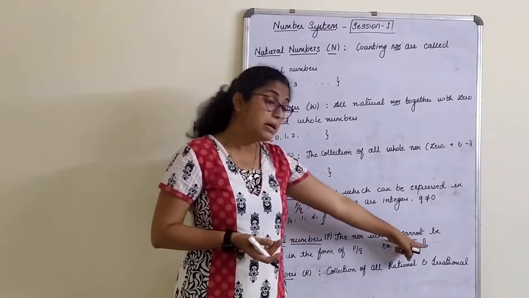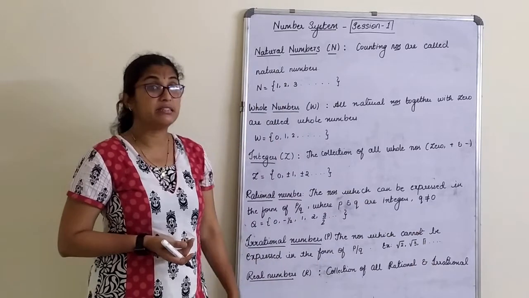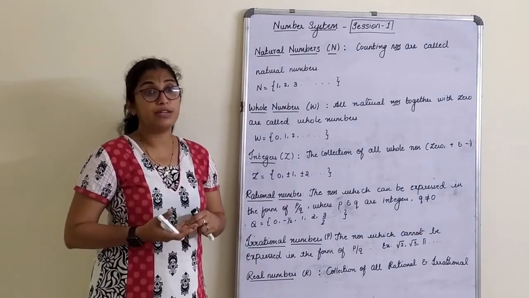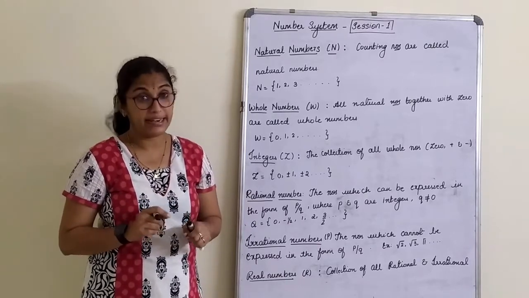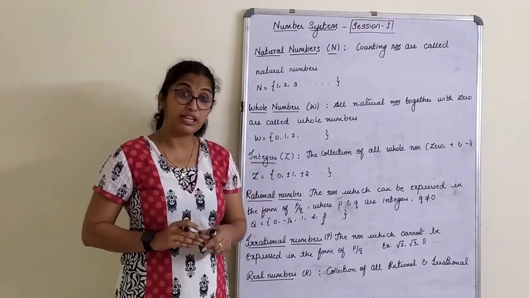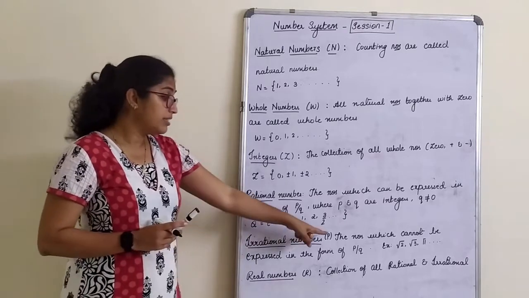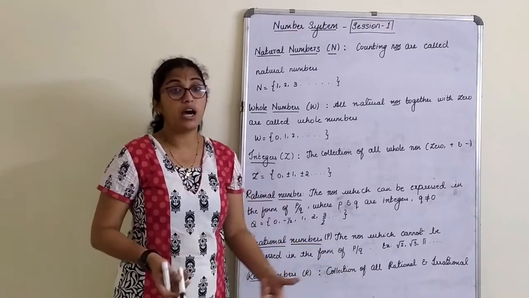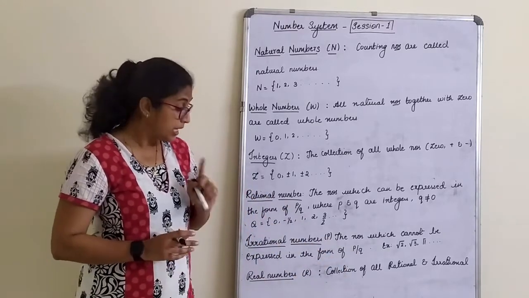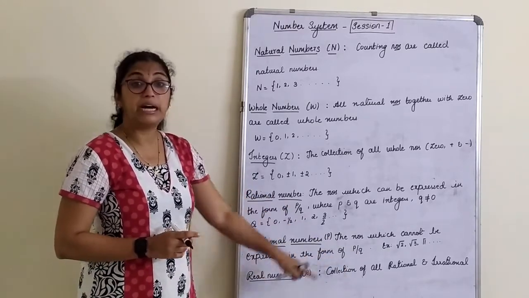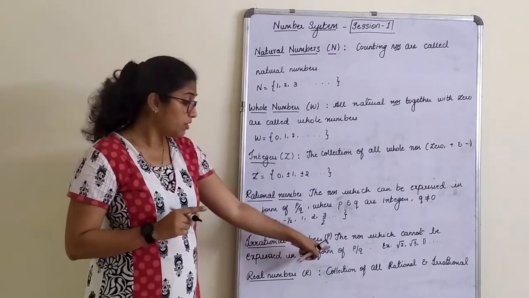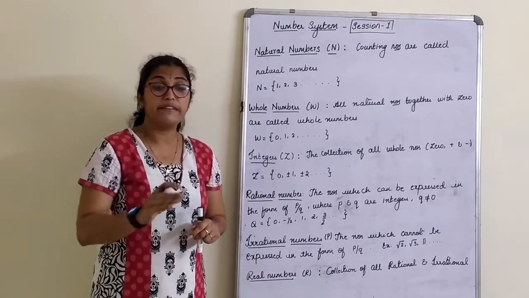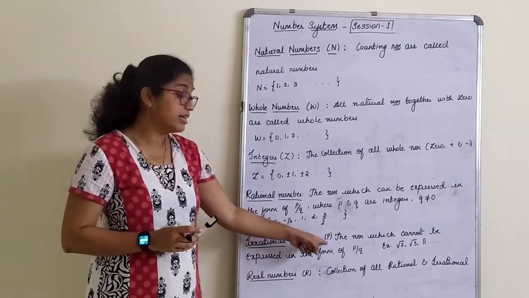All root numbers, and pi, are also considered irrational numbers. What is pi? 22 by 7. Try dividing 22 by 7, the division will not end. Such numbers are irrational numbers. Definition: the numbers which cannot be expressed in the form of P by Q are called irrational numbers. Irrational numbers are denoted by a capital letter P in very few reference books. Otherwise, they have not given anything for how it is denoted.